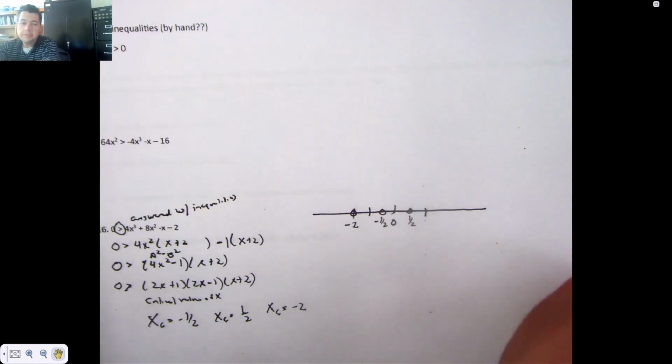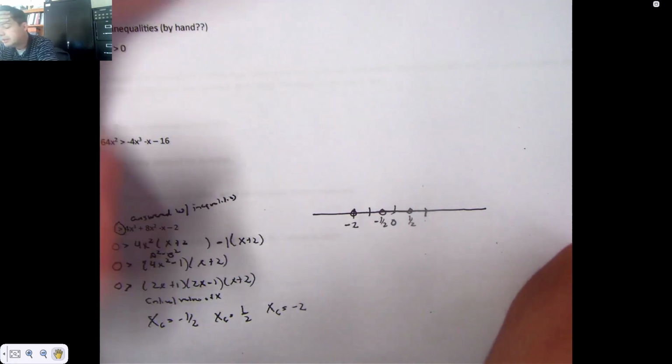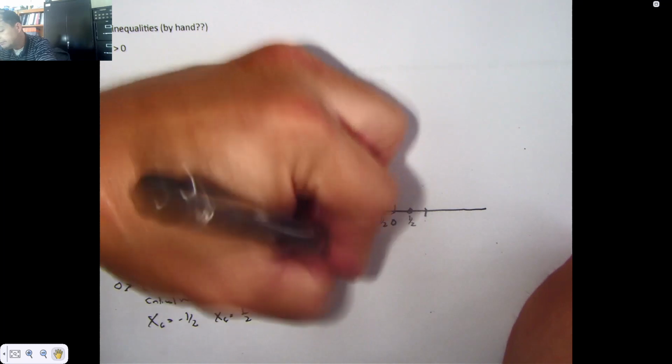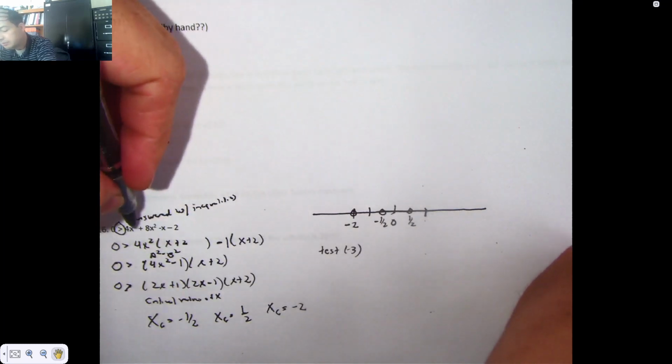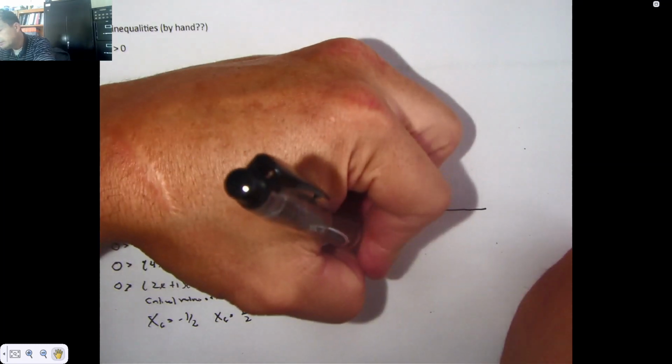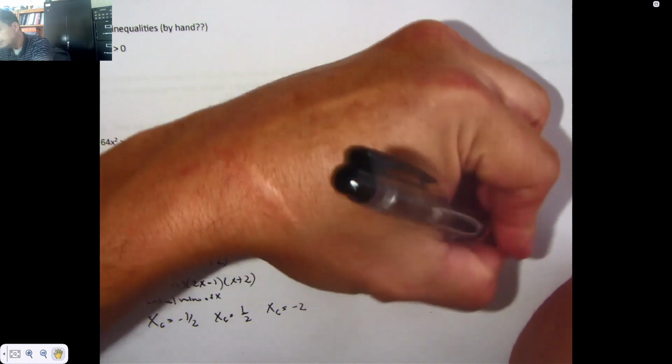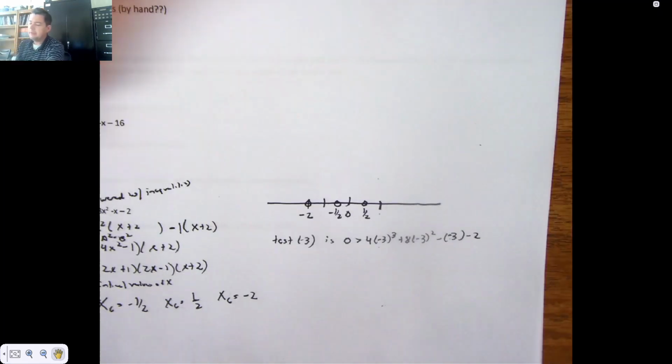And then I'm just going to play with the numbers. I'm going to test around them. I'm going to test things left, middle, right. I'm going to test a negative 3. So I'm going to go back to the original equation. I'm going to plug in a negative 3. And I'm going to say, is 0 greater than 4 times a negative 3 cubed plus 8 times a negative 3 squared minus a negative 3 minus a 2? Is 0 bigger than that thing? I kind of feel like it probably is.